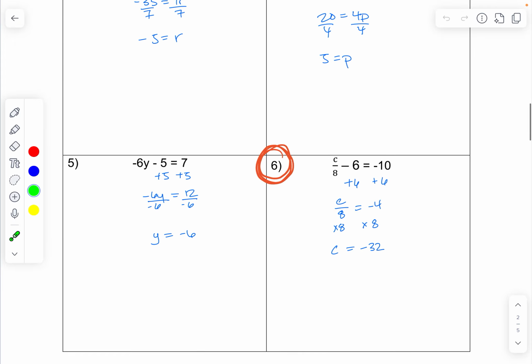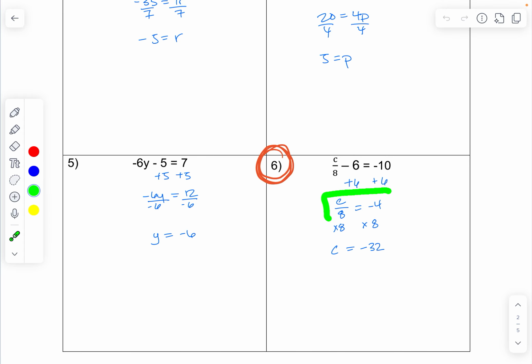And then the last question that we are going to do is question 6 as a model, which the operations we see are division and subtraction. So we are going to do multiplication and addition. Addition first. So we are going to add 6 on both sides. When we add 6 on both sides, the 6's cancel out on the left-hand side. On the right-hand side, we have negative 10 plus 6. So I owe $10, but then I get $6 to pay off my debt. So I am left with a debt of negative 4.